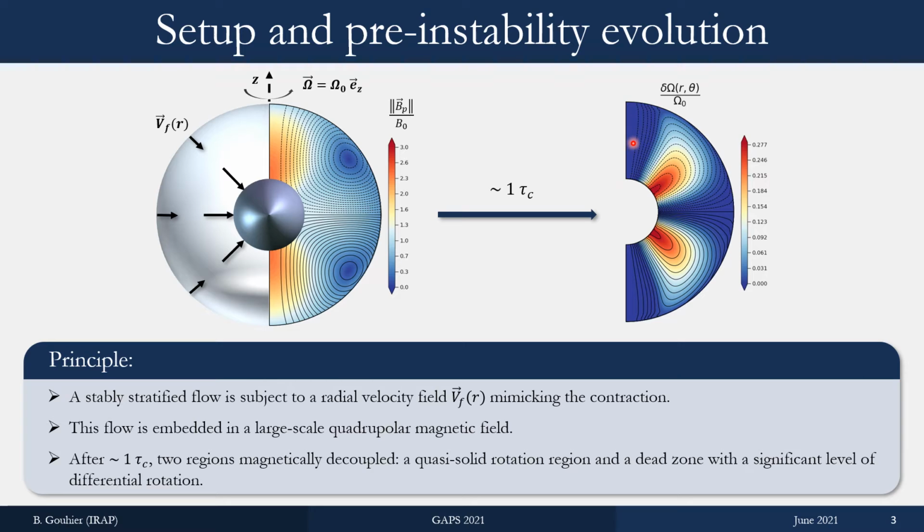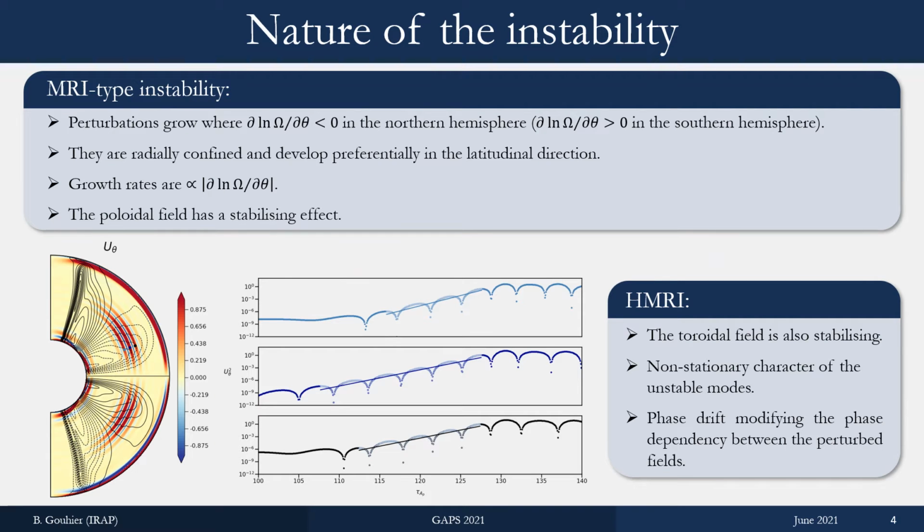In the first one, a quasi-solid rotation is maintained by the large-scale magnetic field. In the second one, the so-called dead zone, a significant level of differential rotation exists and results from a balance between the inward angular momentum transport by the contraction and an angular momentum redistribution process. After this time, the shear built at the interface between the two magnetically decoupled regions is strong enough to trigger an axisymmetric instability. We argue that this instability is of magnetorotational type for several reasons.